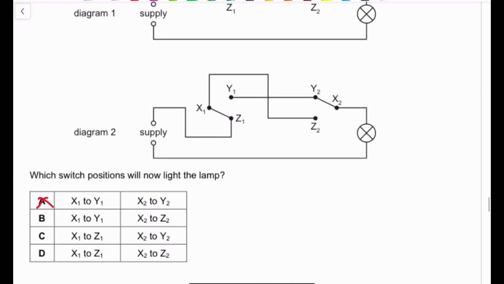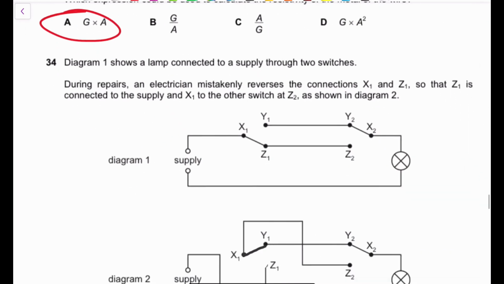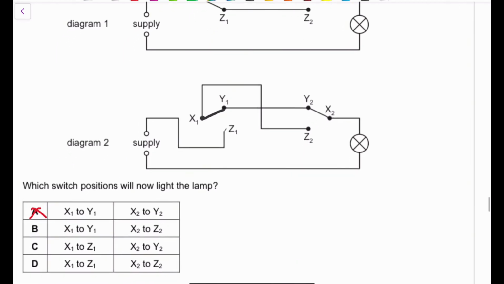Okay, let's move on to B. They say again, X1 to Y1. So let's remove this and put X1 to Y1 like this. Then X2 to Z2, so let's remove here and put X2 to Z2. Again, we still have that same problem. It's going to go here, nothing. The circuit is not complete, meaning that B is going to be wrong. Okay, moving on to C.